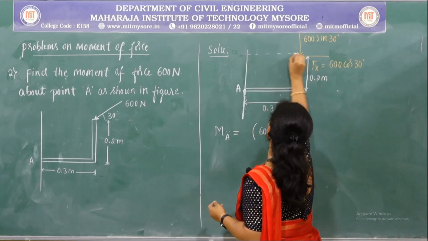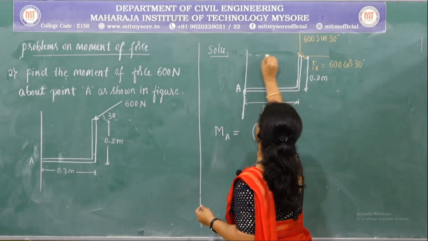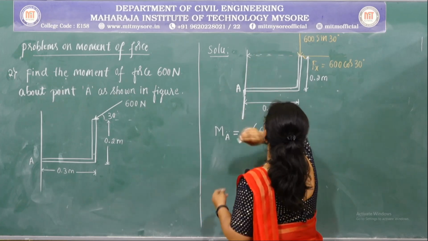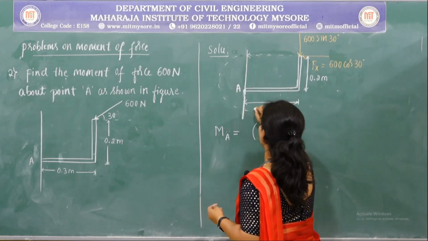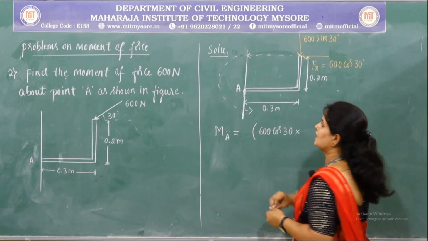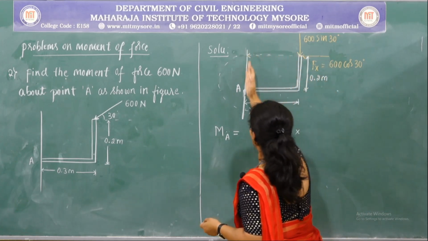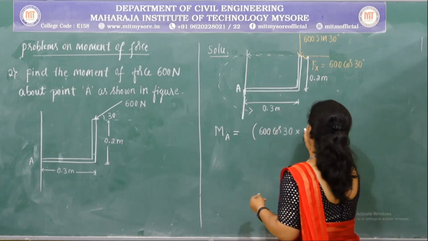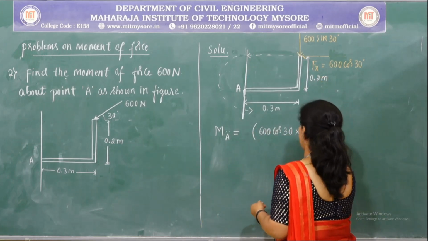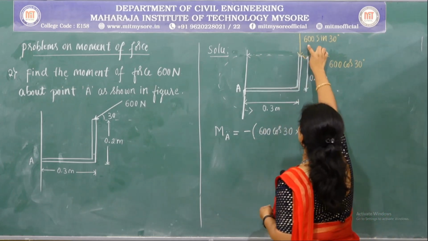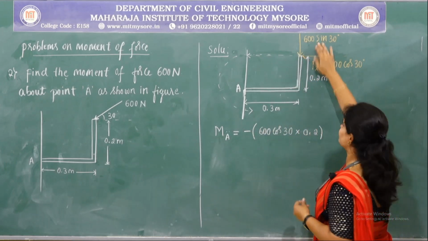Here also apply the principle of transmissibility. So this force can be taken up here. So the direction will become anti-clockwise and the perpendicular distance between the force and the point is 0.2 meters and direction is anti-clockwise. So now we shall consider the vertical component of the force.